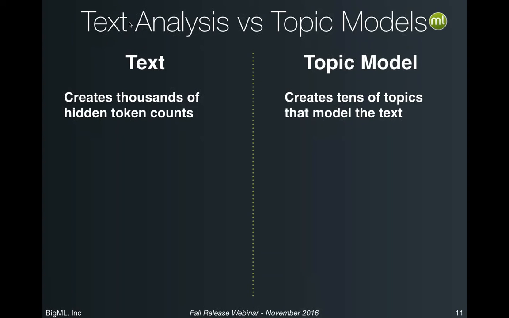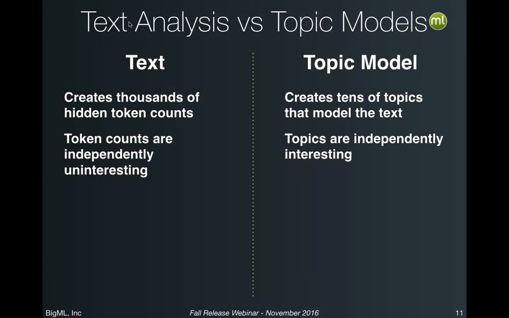So let's compare the two before we really get into topic modeling. First of all, text, as we said, creates thousands of hidden token counts. So basically, it extrapolates your text into a series of numeric features, into a series of token counts. Topic models create a few dozen topics that try to model the text. So it's not going to create possibly thousands of features. It's only going to create a few dozen.